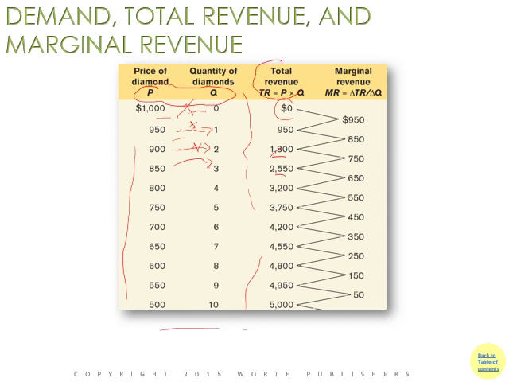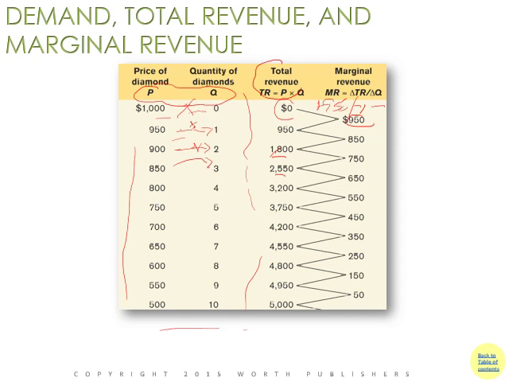Marginal revenue is the change in total revenue divided by the change in output. So here, when we go from 0 to 1 unit of output, total revenue goes from 0 to $950. So total revenue increases by $950. That's the change in total revenue. The change in output goes from 0 to 1, so the change in output is equal to 1. So our marginal revenue, when our output is between 0 and 1, is $950.